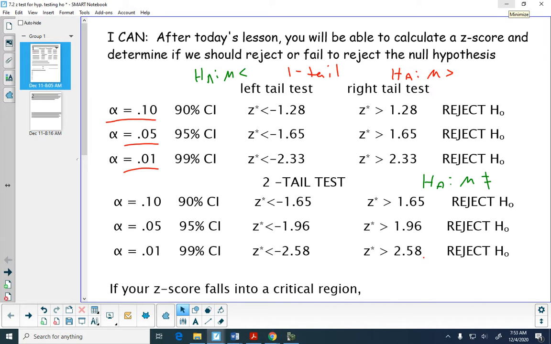But with your one-tail and your two-tail test, you have an alpha value along the front or the top of the table there. That corresponds to the alpha values that we're dealing with here. We can go across the rows to the alpha value that we need.